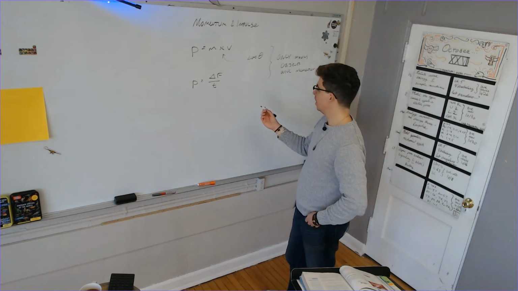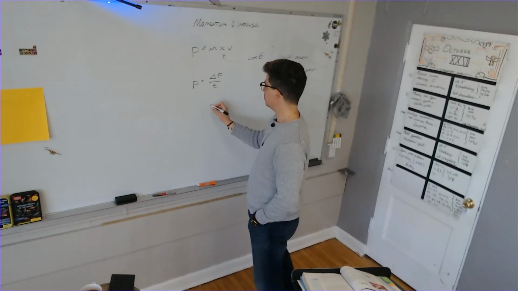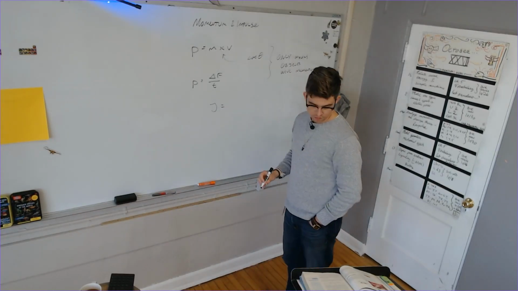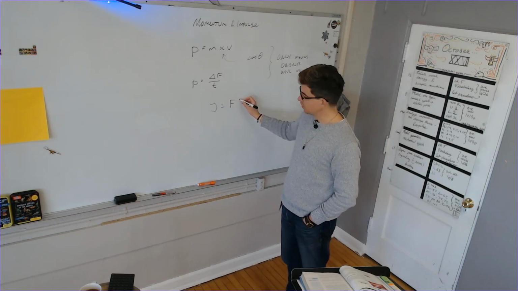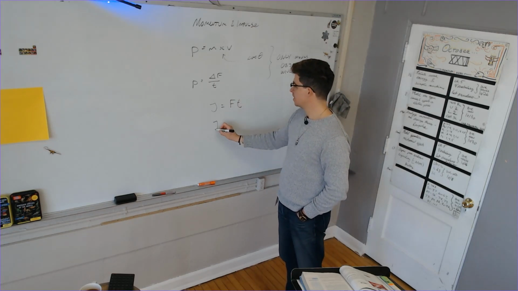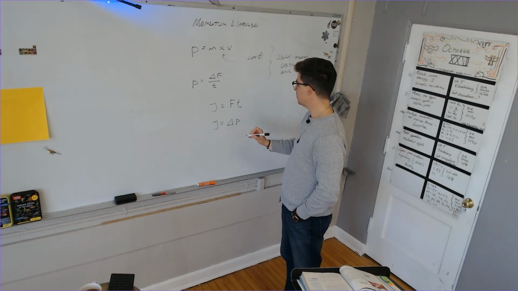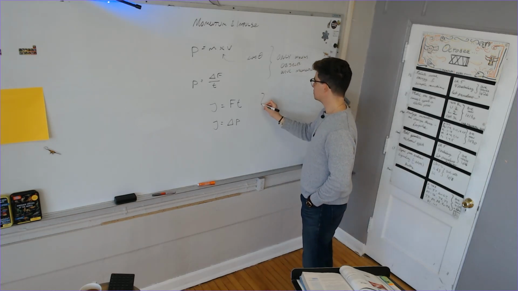We also have this equation for impulse. J equals Ft. Or more specifically, we can also use J equals delta P. These are both for impulse.